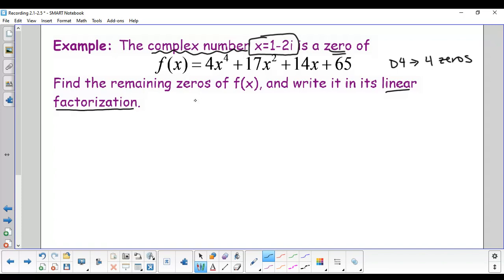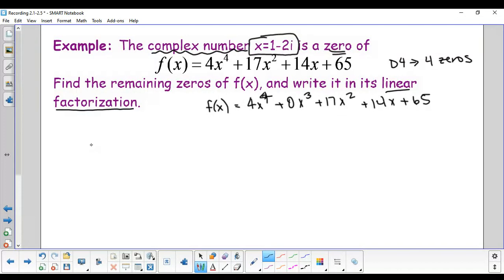Now, one of the first things I noticed about this polynomial is that it has a fourth degree but no third degree. So right off the bat, I want to make sure that I note that: 4x to the fourth plus 0x to the third plus 17x squared plus 14x plus 65. If you forget to put in this 0, it's going to make it harder for you to solve this problem because you haven't marked the x to the third position in the exponents.